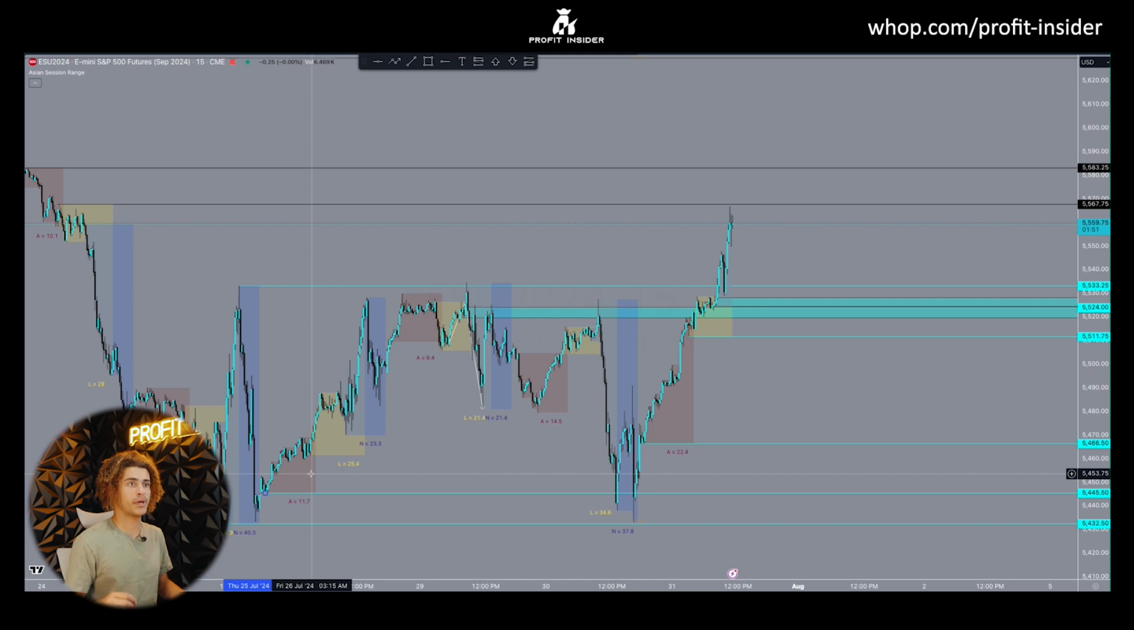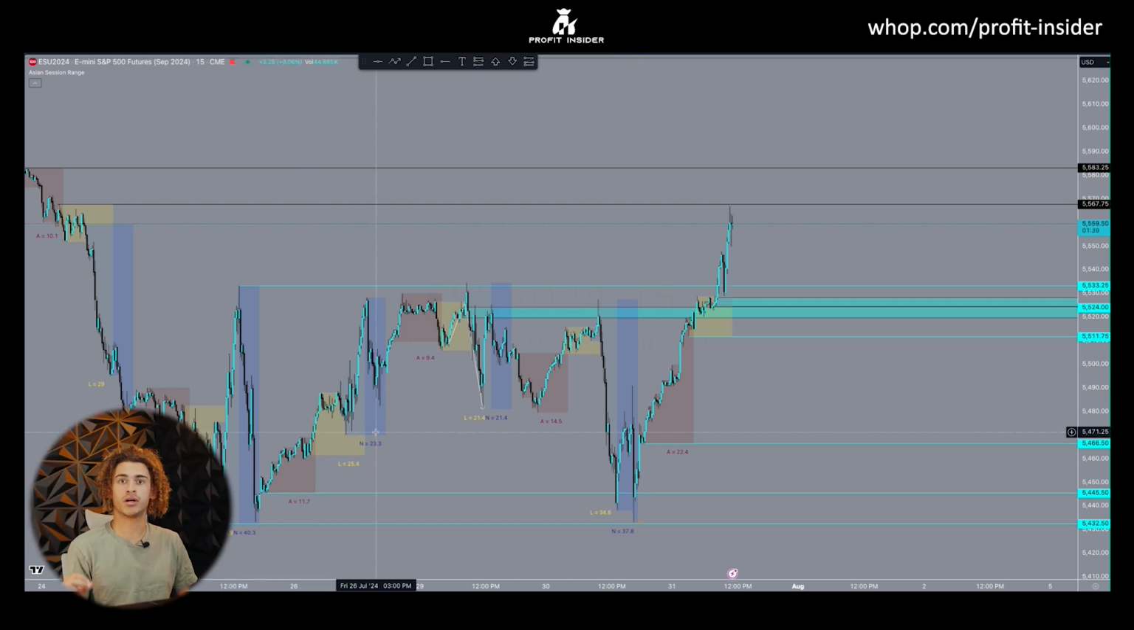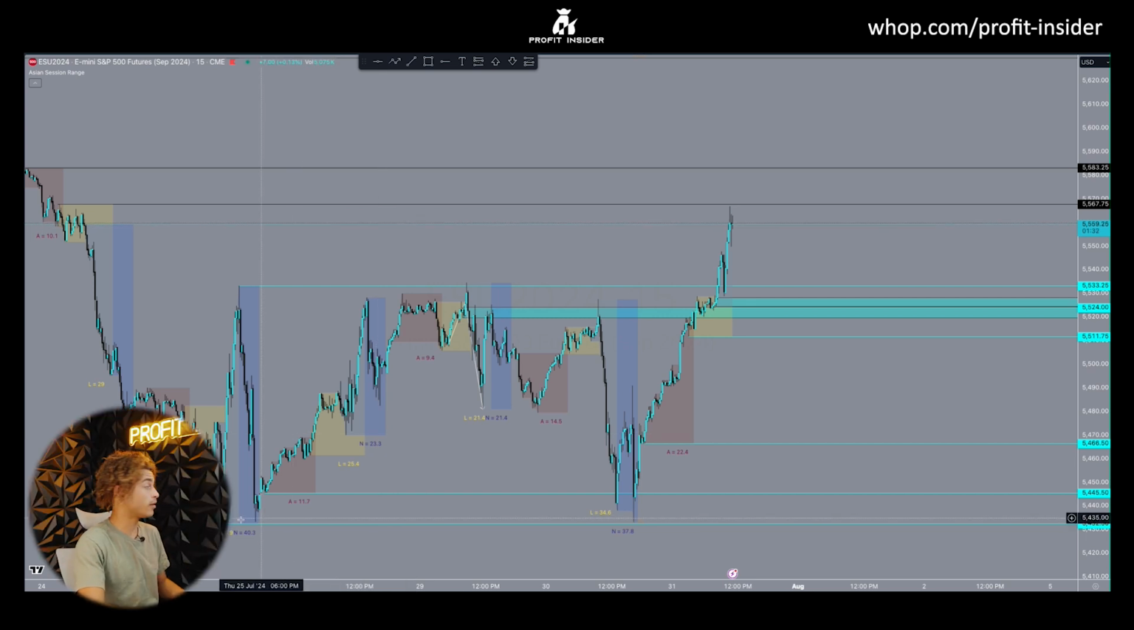The second type of reaction is a bounce. A bounce is also very, very simple. It's literally just when price bounces off a level. So price didn't quite bounce off this low, so we're actually going to focus on this Asian low, and you can see that price bounces off of it twice perfectly.